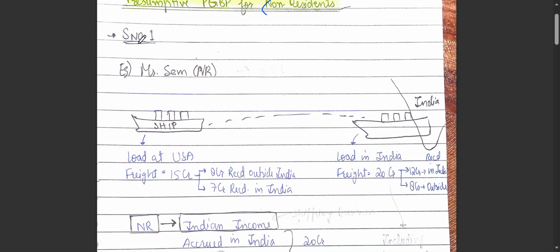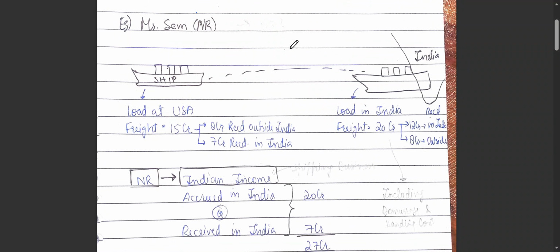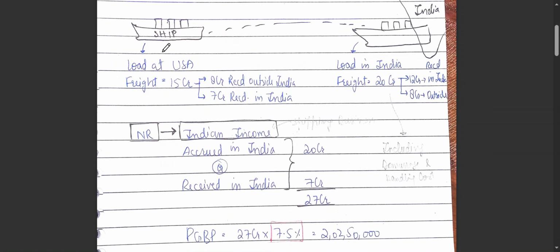Starting with the first one, serial number one, it deals with the shipping business other than cruise ship. So, what is this business? Here is an example of Mr. Sam, who is a non-resident. He operates a ship. In case he loads goods at USA and earns a freight of rupees 15 crore there, out of which he receives 8 crore outside India and 7 crore in India. Similarly, he comes to India and loads goods here, and he earns a freight of rupees 20 crore for it, out of which he receives 12 crore in India and 8 crore outside India.